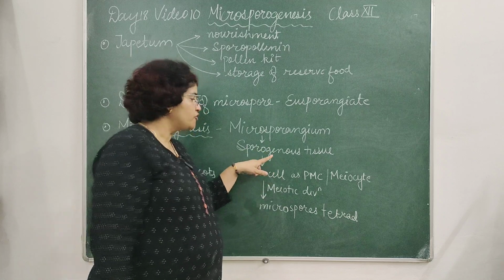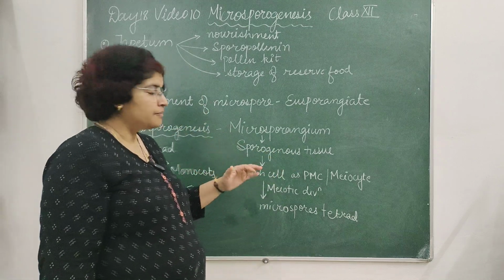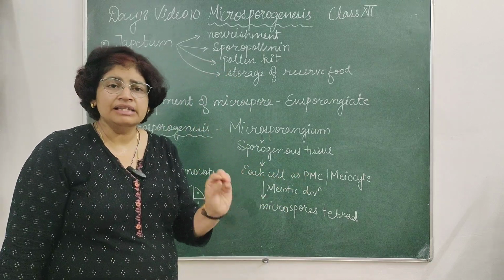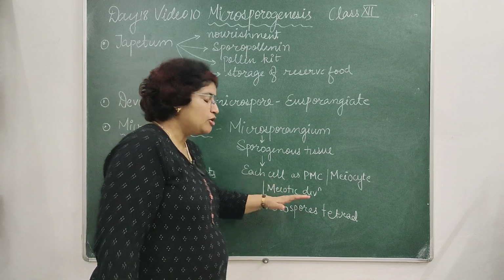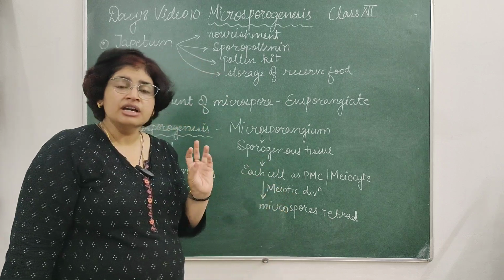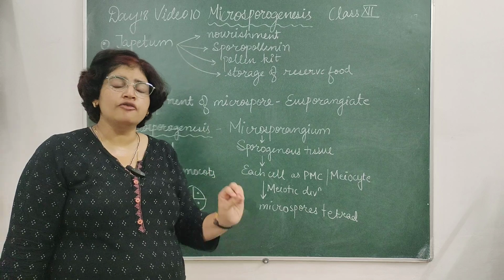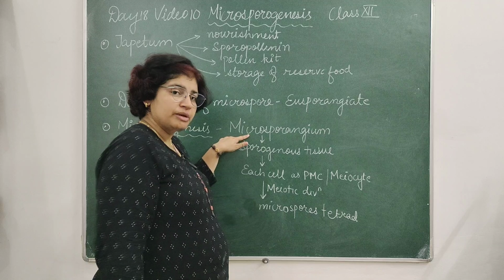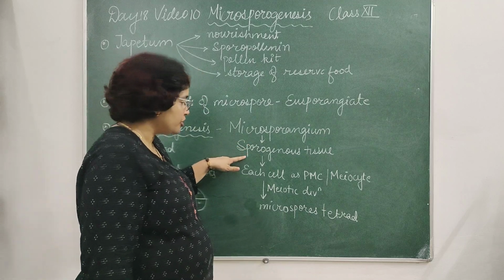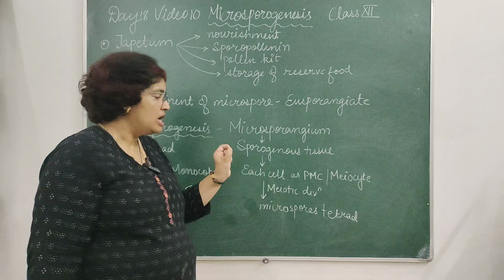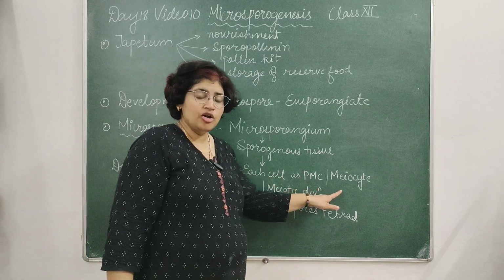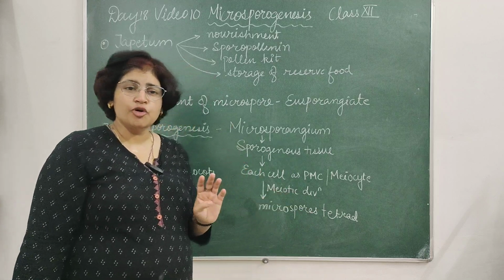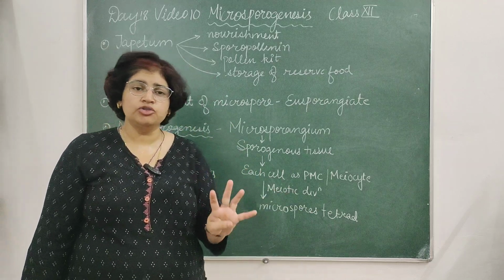Every single cell of sporogenous tissue behaves as a pollen mother cell, and these cells are diploid in nature, having a double set of chromosomes. They will undergo meiotic division. Meiotic division is a kind of reduction division which will give rise to 4 microspores at a single time. Every cell of sporogenous tissue acts as a pollen mother cell or meiocyte mother cell, which will undergo a single meiotic division to form microspore tetrads, meaning 4 microspores are produced at a single time.